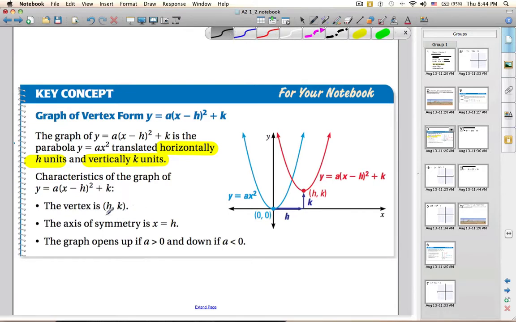Okay, our vertex, the reason this is called vertex form, is at (h, k) because I've moved from my root vertex (0, 0) by h horizontally and k vertically, which takes me to this location (h, k). The axis of symmetry will be at x is equal to h, so a vertical line passing through that point, which would be about here. That would be my axis of symmetry. And the graph opens up if a is greater than 0, down if a is less than 0. So again, if the leading coefficient is positive, it opens up. If the leading coefficient is negative, it opens down.